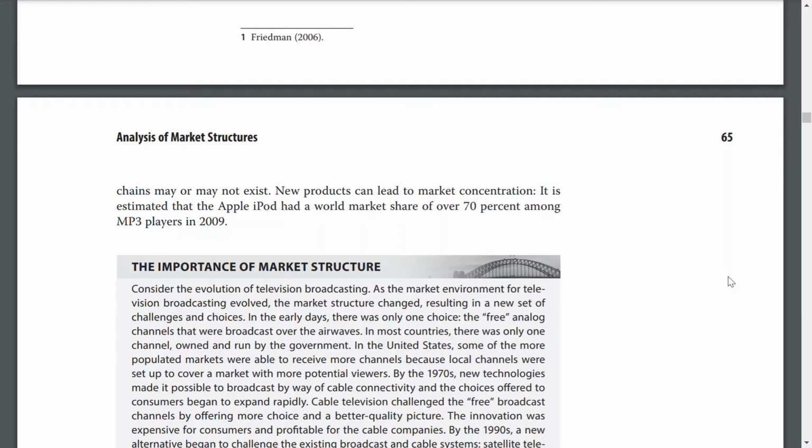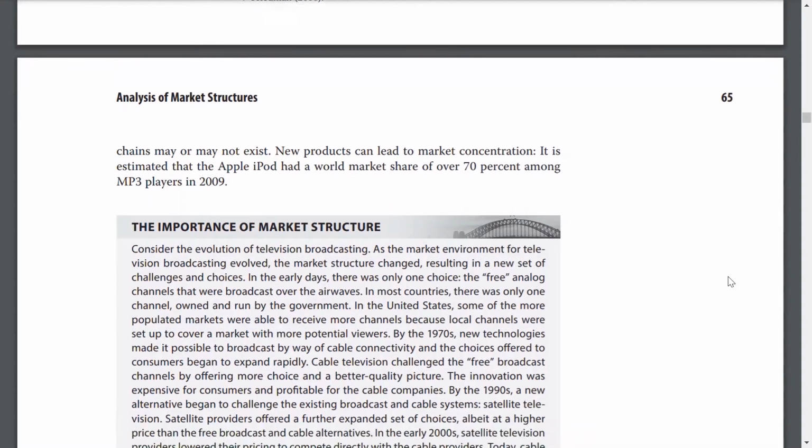It is estimated that the Apple iPod had a world market share of over 70% among MP3 players in 2009. That's so long ago, but not really at the same time.